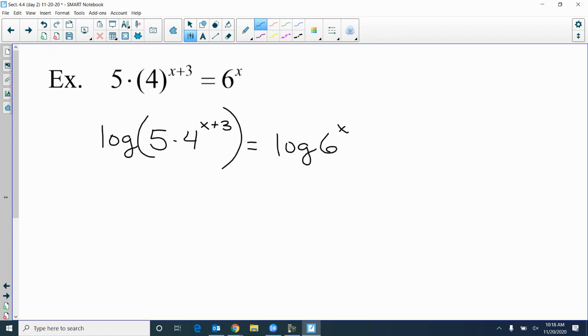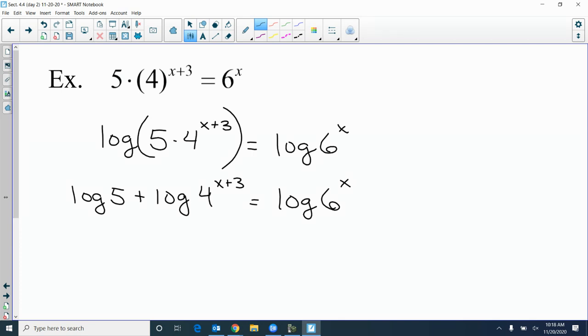So that's going to be the log of 5 plus the log of 4 to the x plus 3. And then I'll move this exponent down on the next step, but that's what it would look like. Make sure that makes sense. So you can have a constant out in front of that 4 to the x plus 3. You take the log of the whole thing, but now you've got to split it up. There's a log of 5 plus the log of 4 to the x plus 3.